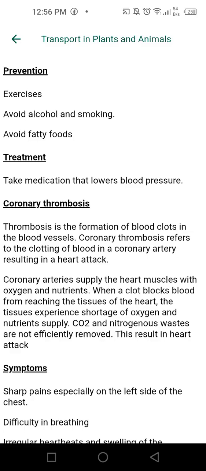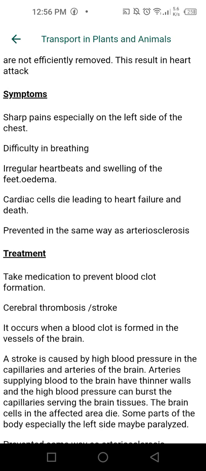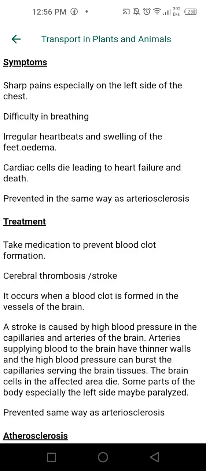Symptoms: sharp pains, especially on the left side of the chest, difficulty in breathing, irregular heartbeats, and swelling of the feet (edema). Cardiac cells die, leading to heart failure and death. Prevented in the same way as arteriosclerosis. Treatment: take medication to prevent blood clot formation.